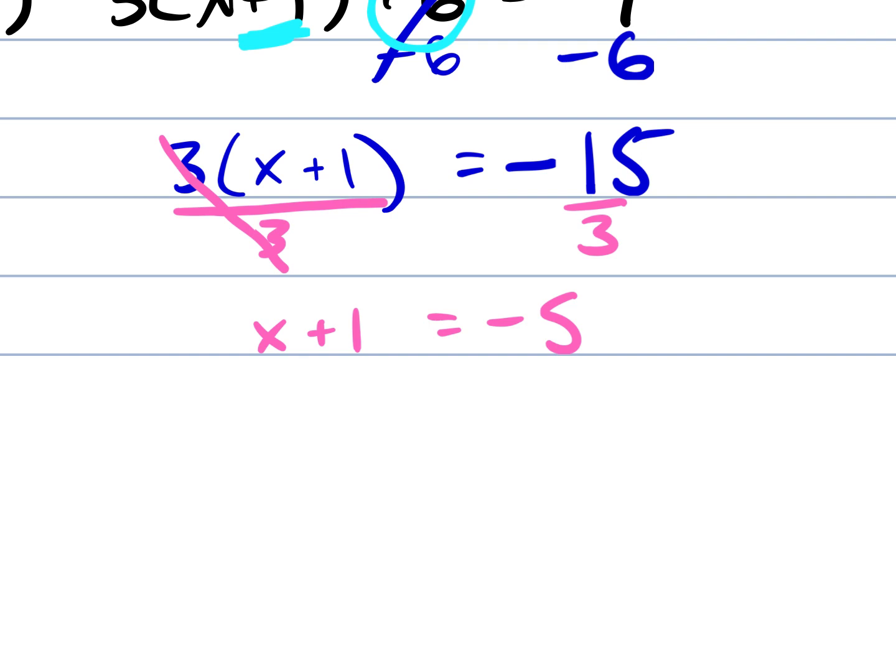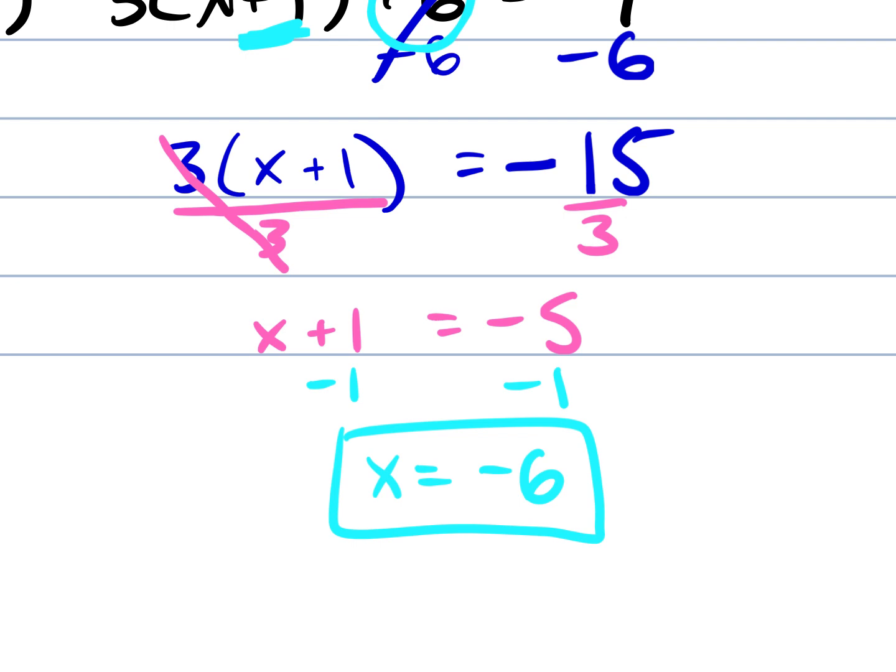So I'm going to move the 1 to the other side. So since it's being added, I want to do the opposite and subtract 1 on both sides. So x is equal to negative 6. And that's our answer.